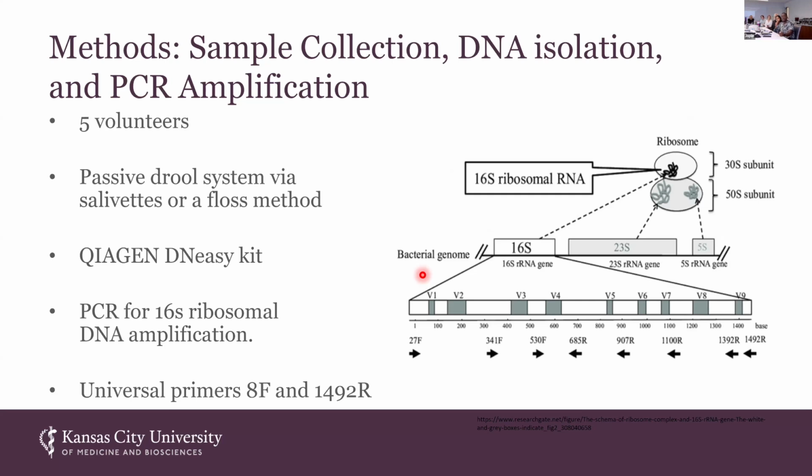This gene is present in all bacteria. Here we can see the white parts, which are constant to every bacterium, and then the variable regions from V1 through V9, which differ depending on the 16S region of a particular bacterium's DNA. We use universal primers 8F and 1492R to amplify this particular region.